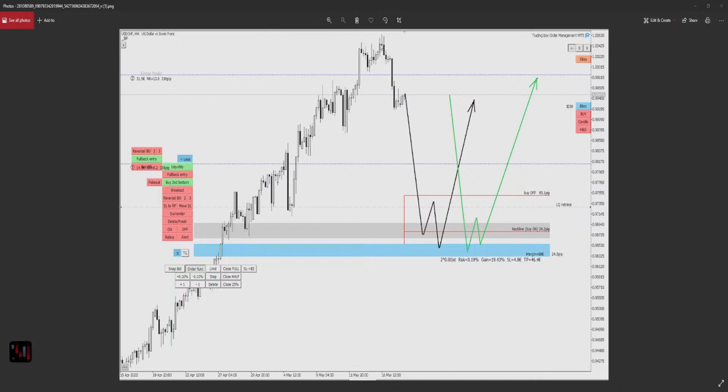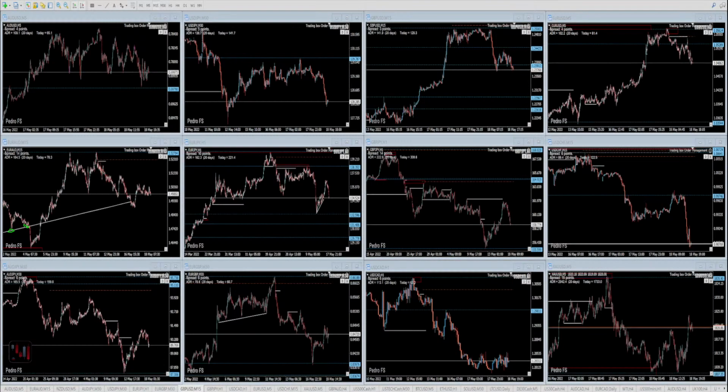Yeah, something inside here. I think he's looking for a buy zone. Yeah, I'll take a look now at the bull zone. Let me just go back to my charts, and I'll take a look at it. Where is dollar franc Swiss?